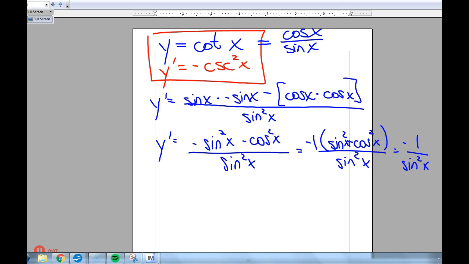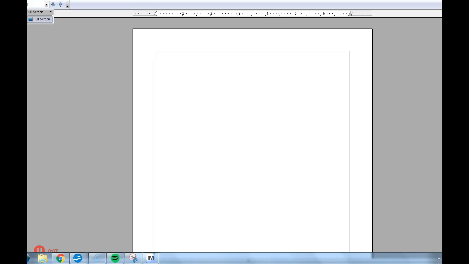Okay. So we have 2 left. Let's say y equals secant of x.